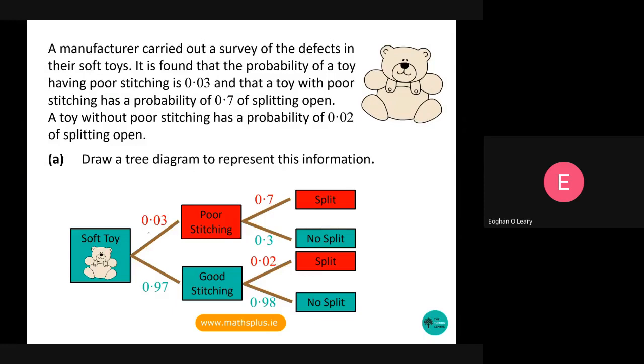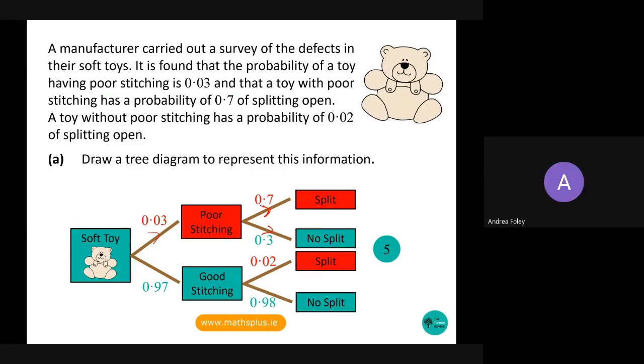As I continue on up this branch, once you have poor stitching, you have two options. The stitching could split or not split. The probability of splitting is 0.7, and of not splitting then is 0.3, because 1 minus 0.7 is 0.3. That's the probability of it not splitting. The probability of good stitching is 0.97. If you have good stitching, the probability of it splitting is 0.02, so the probability of it not splitting is 0.98.